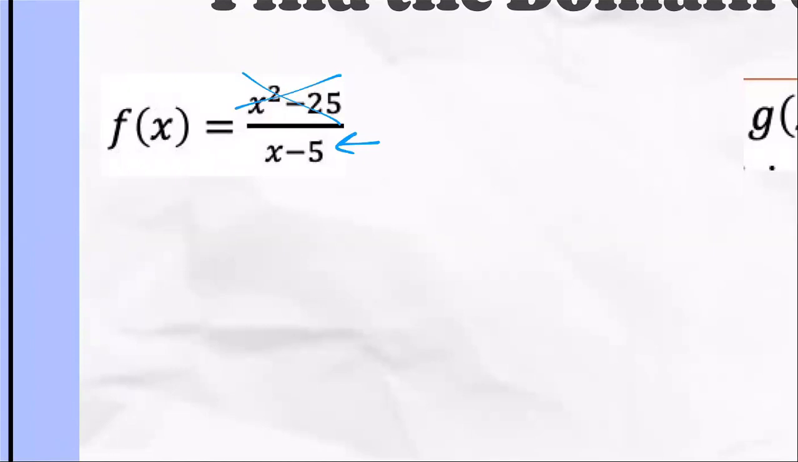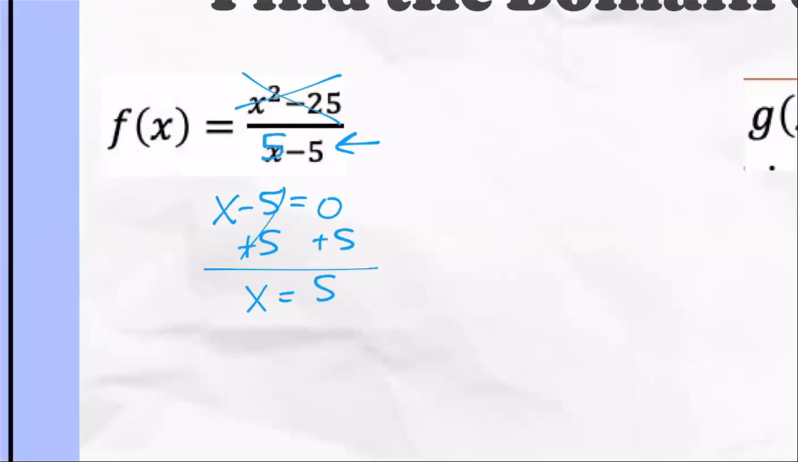How do I do that? Well, I set it equal to 0 and solve for those numbers or number that will make it equal 0. So in this case, I'm going to add the 5 over, and I get that x equals 5. I can double check: if I plug a 5 in here, is 5 minus 5 0? Yes, it is. So that would be a number I take out of the domain.